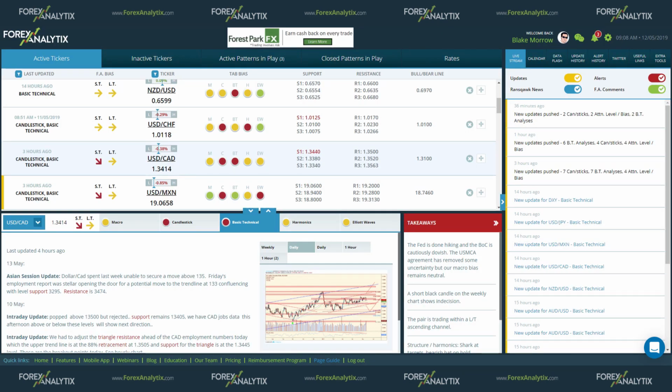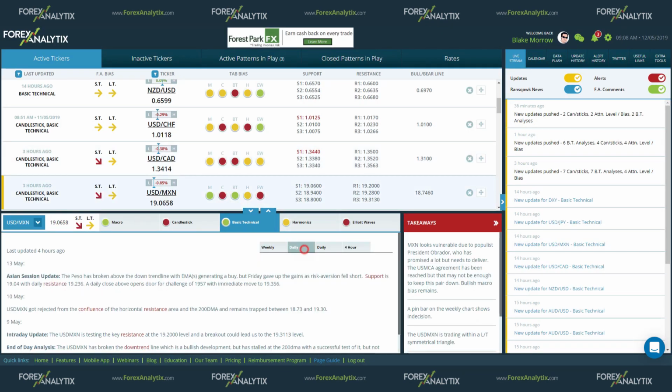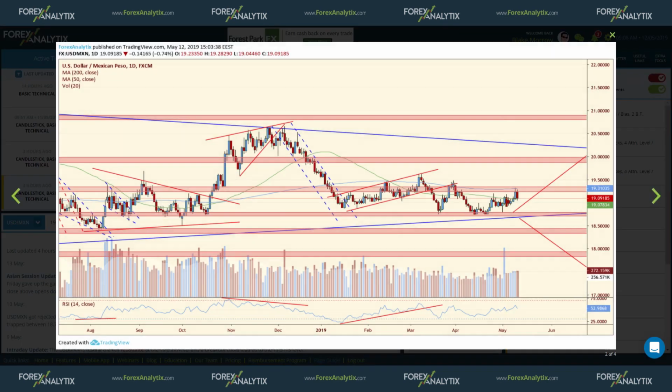Last but not least, if you look at the US dollar Mexican peso, this is a currency pair that could really, if things get worse, take out these highs here, this little downtrend line through here. This is the 200-day moving average in the US dollar Mexican peso.